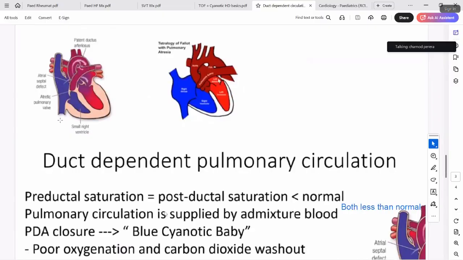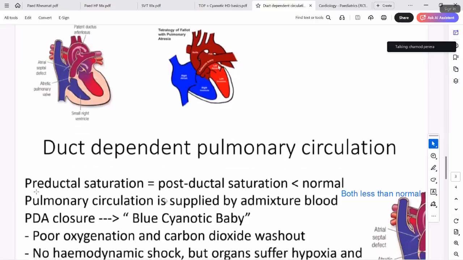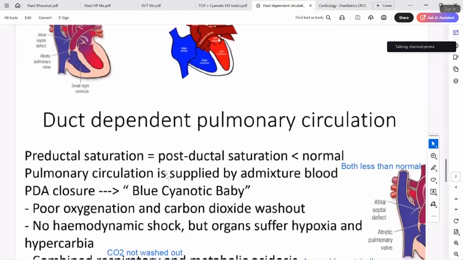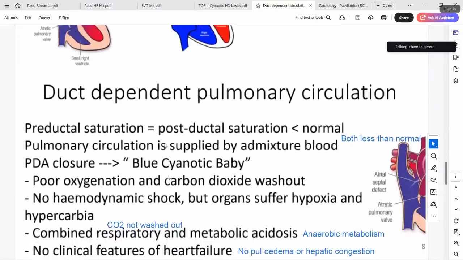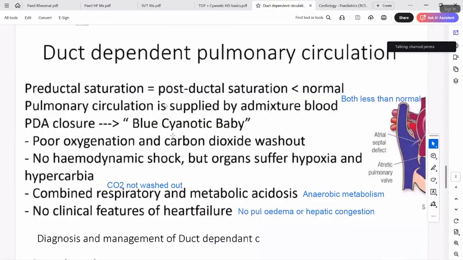Therefore the saturation is going to be less than the normal. However, there won't be any postductal preductal difference in the saturation, right? So the baby is going to be blue, cyanotic, because only deoxygenated blood will be circulating. Poor oxygenation and carbon dioxide washout is also going to get affected, right?